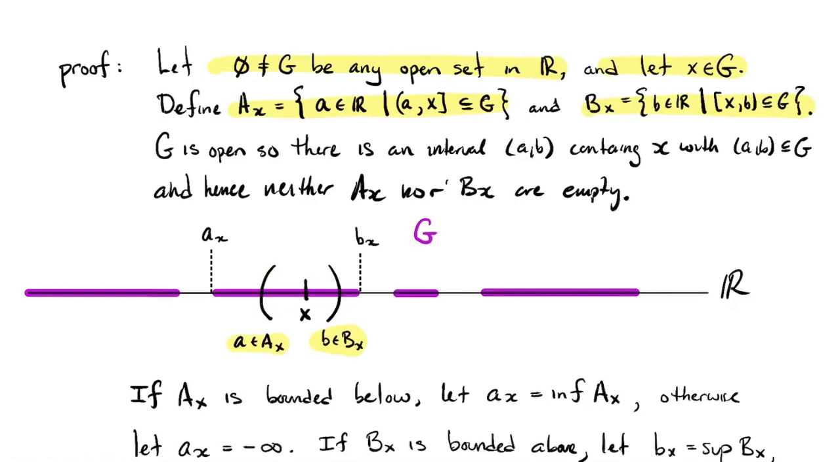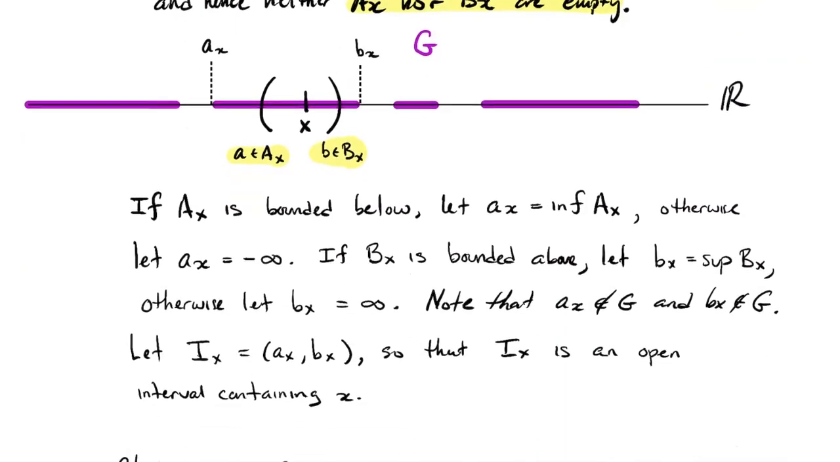Okay, G is an open set, right? So there has to be some interval containing X that's contained in G. That's what it means to be open. Because X belongs to G, it's an interior point, and an interior point is contained in an open interval that's contained in G. So neither one of these sets is going to be empty. There's at least something in A sub X, there's at least something in B sub X, because there has to be some open interval around X that stays in G.